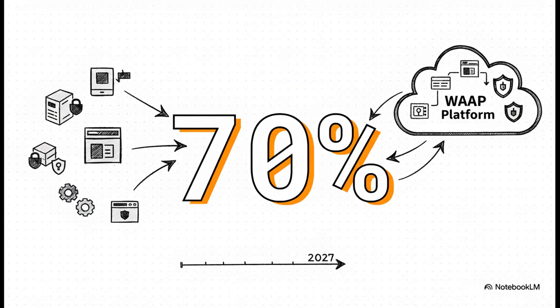And this is a trend that's just picking up speed. Gartner is predicting that by 2027, an amazing 70% of what are now separate standalone API security tools will just be folded directly into WAF platforms. It's pretty clear the whole market is moving toward this kind of integrated protection.